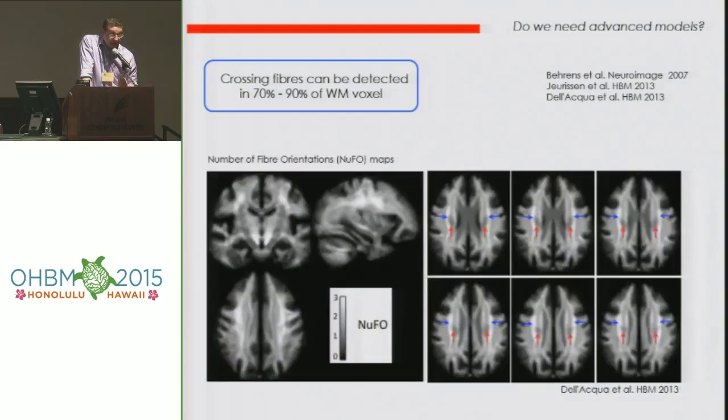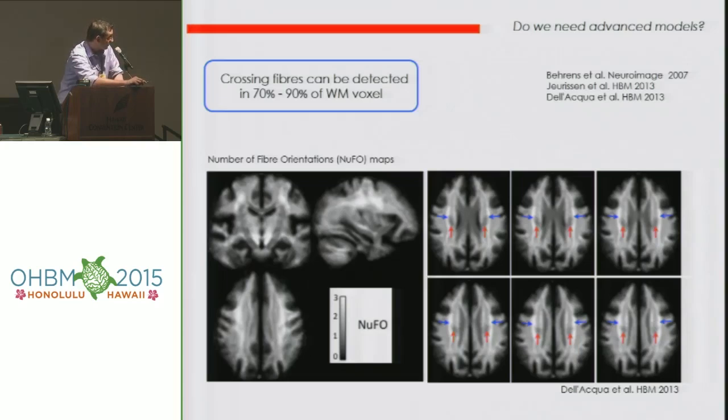This is a small atlas we made, which we call NUFO, a number of fiber orientation maps, and it shows how the crossings are distributed across the brain. As you can see, the crossing is almost everywhere in the brain, except the body of the corpus callosum, which makes sense, and also these two spots here, which are the core of the corticospinal tract. But everywhere else, essentially, we always have crossing.